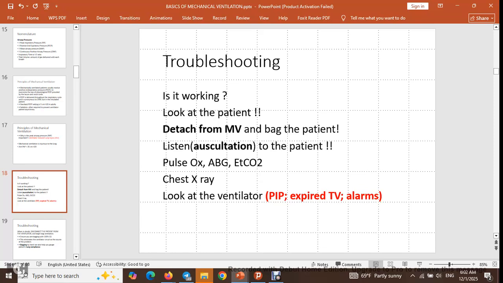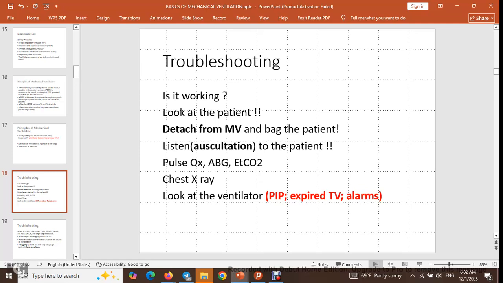The other most important topic is troubleshooting. Troubleshooting is needed when the patient is hypoxic, hypercapnic, asynchronous, or some bad thing happens to the patient. One thing to ask is, is the mechanical ventilator working? So you should disconnect the patient from the mechanical ventilator, bag the patient, and auscultate bilaterally to see whether the problem is in the airway, the patient, or the mechanical ventilator.